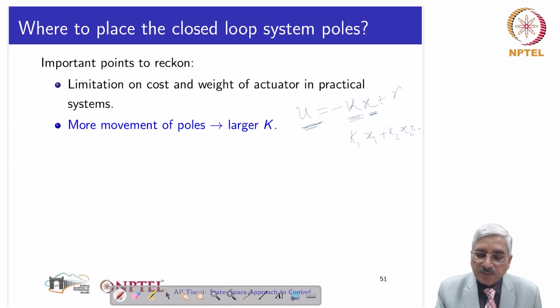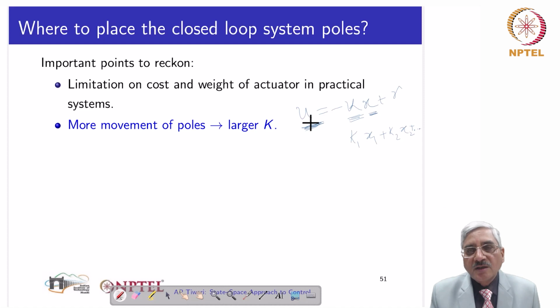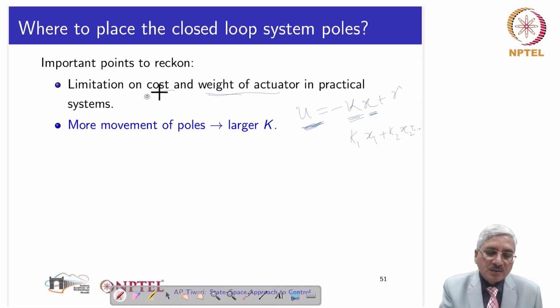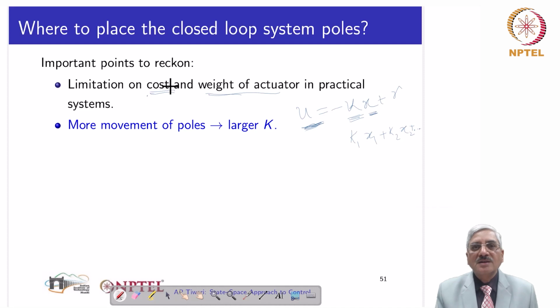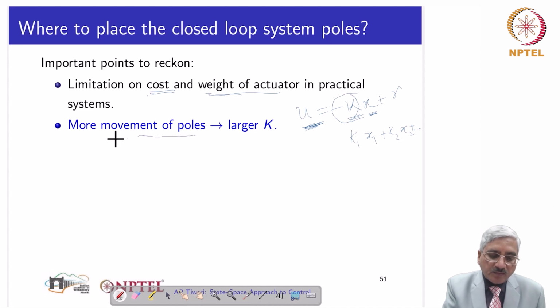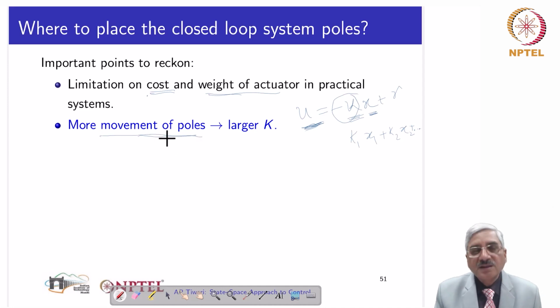What it means, if the input is large, is that there will be a heavy actuator involved in the system. The actuator will be heavier, so weight is a consideration, and of course it may be costly. A larger actuator will be costlier compared to a smaller actuator. So by this consideration, a small gain k would be preferred. The designs which yield a smaller gain will be preferred. Another consideration is that if the poles are to be moved further, then generally a larger k will be required.